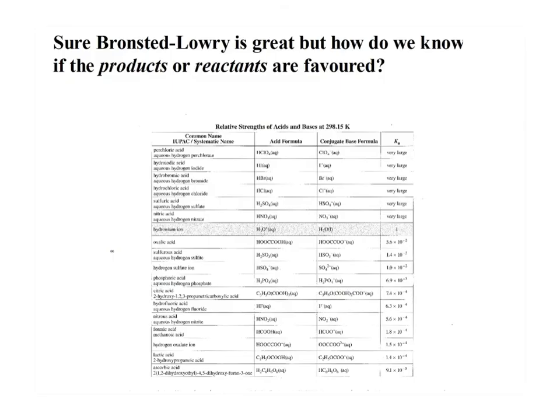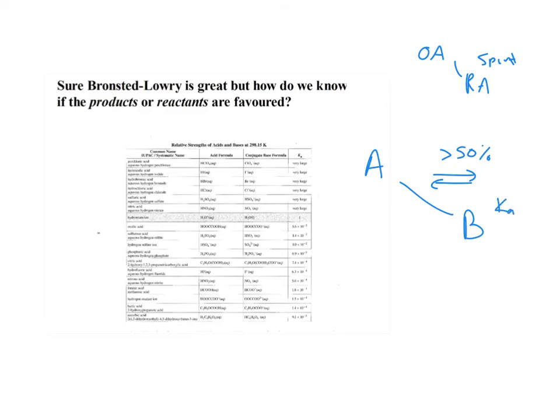This also allows us to determine whether products or reactants are favored. Just like in redox, when the OA was above the RA, that's a spontaneous reaction. Well, it's the same thing for acids and bases. If my acid is above my base, that reaction is going to favor the products. So when we look at the equilibrium between those two, that reaction will be greater than 50%, which means that we produce more products. And if we look at the Ka of that reaction, Ka is greater than 1.